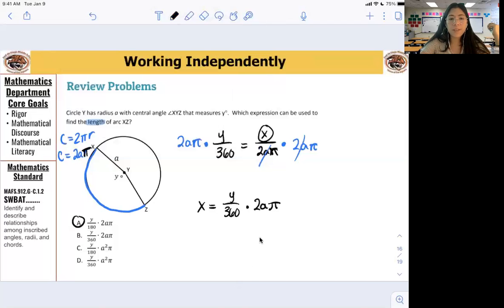Now, if you chose D, look how close we were, A and D. If you chose D, that's because you did it over the area instead of doing it over the circumference. So that's the difference. Look for those keywords, length. If you're asked for the length, that's circumference. If you're asked for the area, then you use area. Questions?